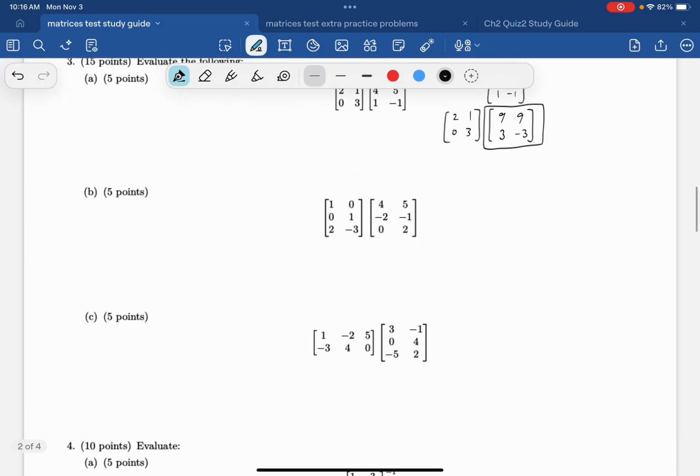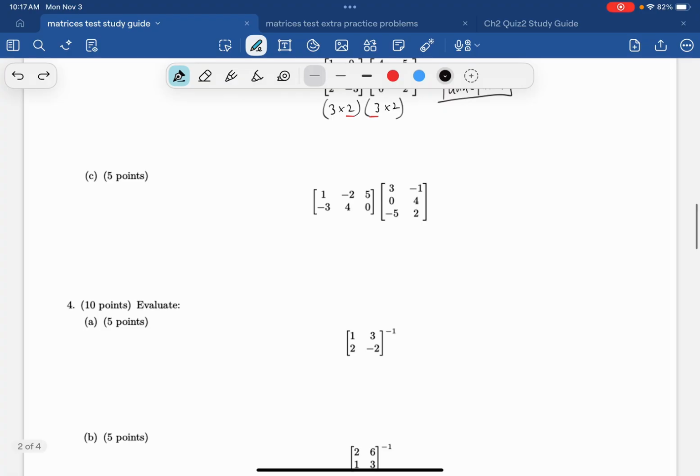Okay, so this matrix, on the other hand, is a 3 by 2 times a 3 by 2. And so these numbers in the middle here do not match. So that means this is undefined, not allowed. Okay, you could also try putting it in this format here, and you would quickly see that the multiplication is not possible. Next question is a 2 by 3 times 3 by 2, so that's all good.